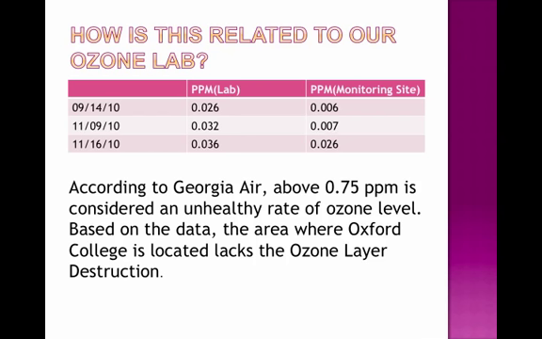We can visualize that the measurements in ppm taken during the lab are much higher than the measurements in ppm taken from the monitoring site. Which concludes that, again, Oxford College of Emory is located in a safe zone of ozone layer destruction.